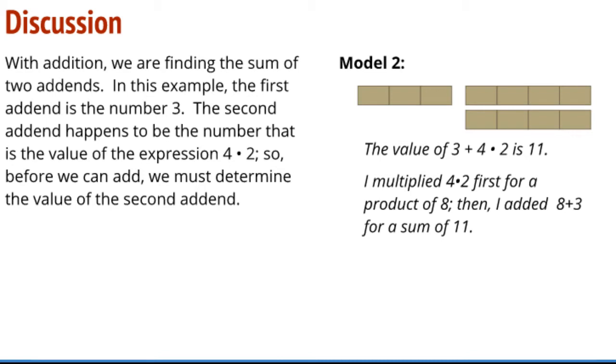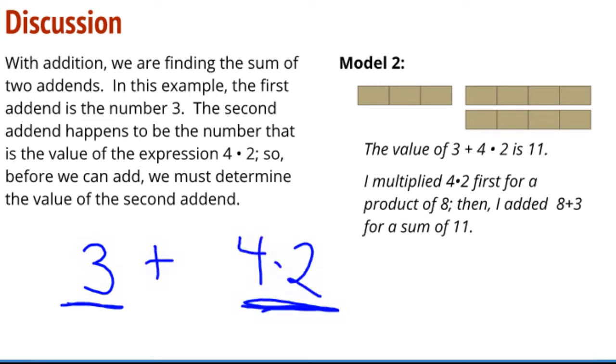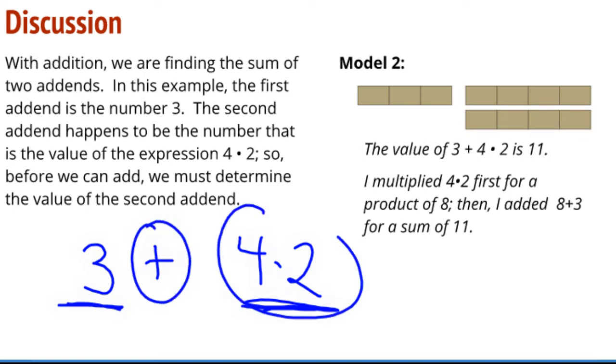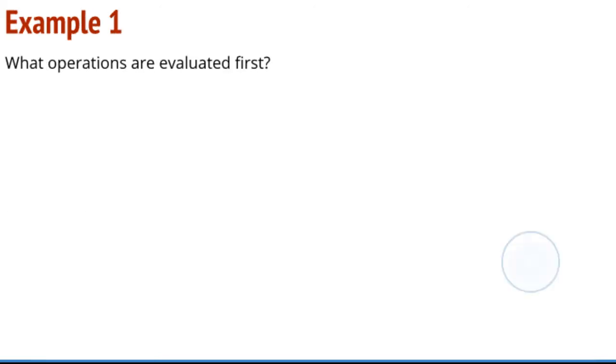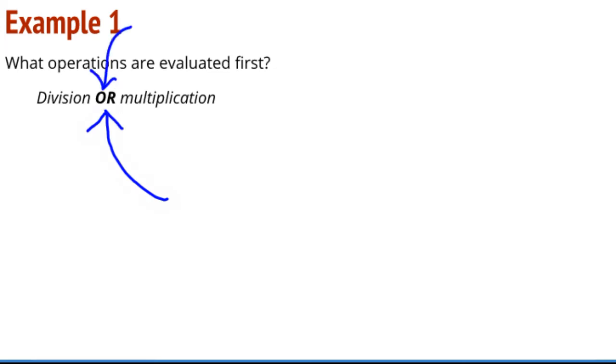So really trying to look at this problem and say we have two parts to it. We've got the 4 times 2 part and we've got the 3 part. And we can't do the add part until we know what we're actually adding. We can't add until we know the value of the 4 times 2. So, what operations do we evaluate first? Just talked about it. Division or multiplication. And I really want to emphasize the word or.